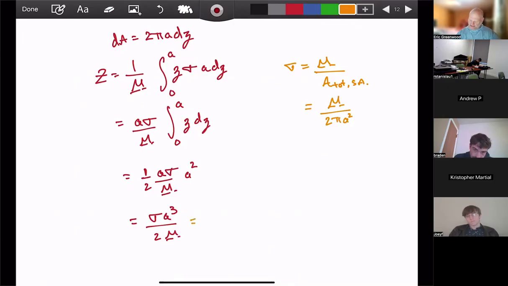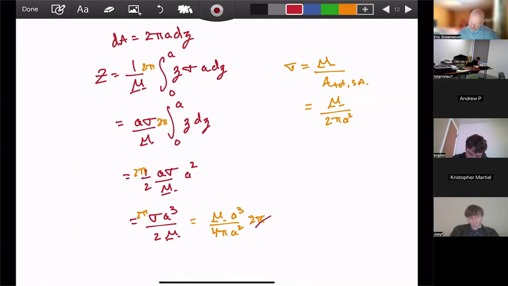So good. So let's plug that in. So I'm going to get an m a cubed over a. I have a 2, so it's going to become a 4 pi a squared, right? Oh, I forgot my 2 pi. There should be a 2 pi here, and a 2 pi here, and a 2 pi here, and a 2 pi here, and a 2 pi here.